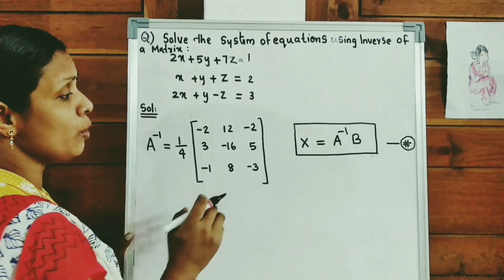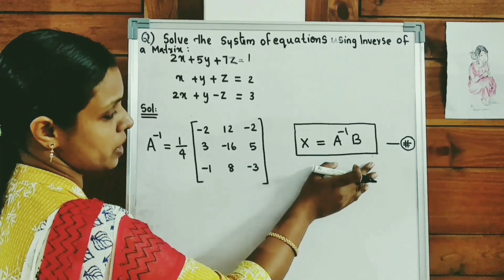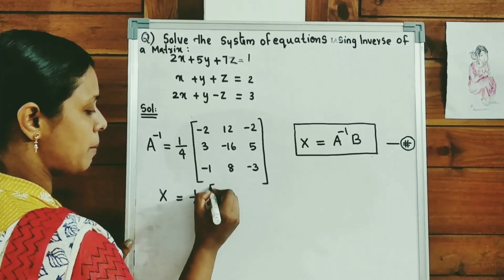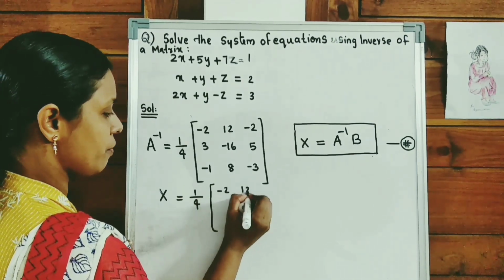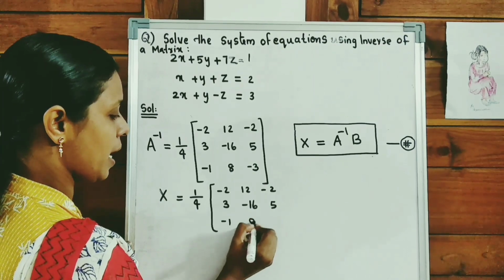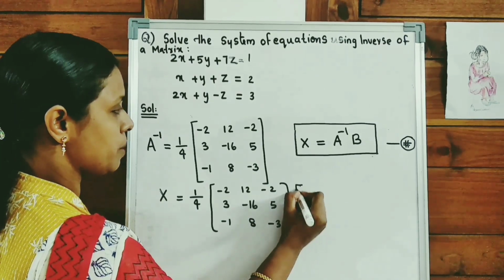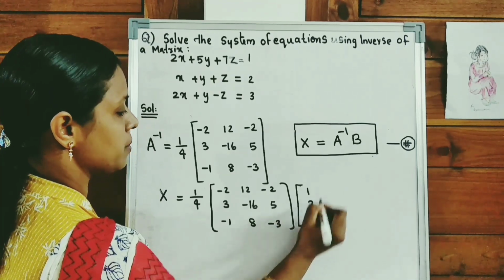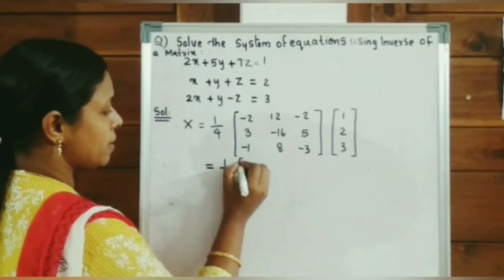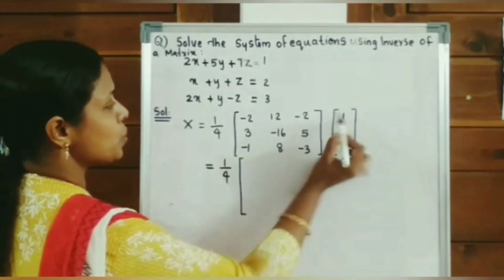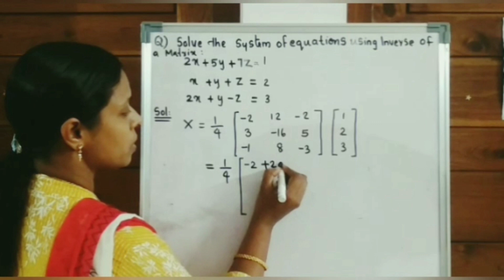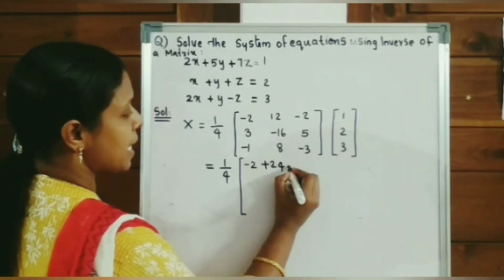Next we substitute the value of A inverse and B in this equation. Then we get X is equal to, here A inverse is 1 by 4 into matrix negative 2, 12, negative 2, 3, negative 16, 5, minus 1, 8, minus 3, into B, which is matrix 1, 2, 3. Multiply these two matrices equal to 1 by 4 into matrix. Here minus 2 into 1, that is minus 2. 12 into 2, 24, plus 24. Negative 2 into 3, that is negative 6.